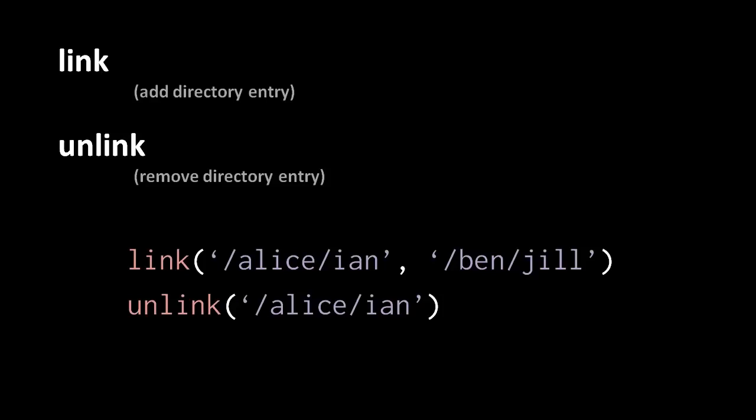So to be clear, unlinking the last link to a file doesn't really delete the file. If for privacy or security reasons you want to make sure that a file is really gone, you should overwrite its entire content with random garbage.